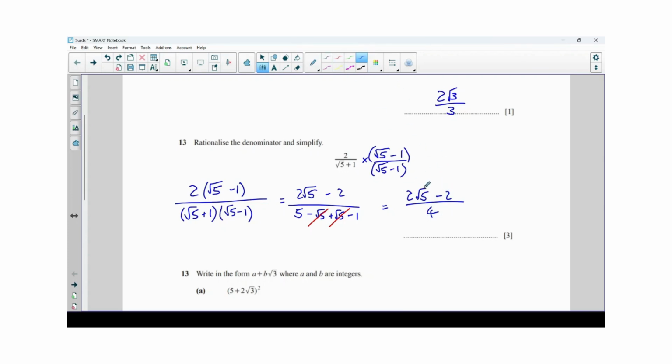Now the thing that a lot of people then forget is that we can actually simplify here. We can divide this by 2, this by 2, and this by 2. So let's go ahead and do that. We get root 5 minus 1, all divided by 2. Don't forget that step there.